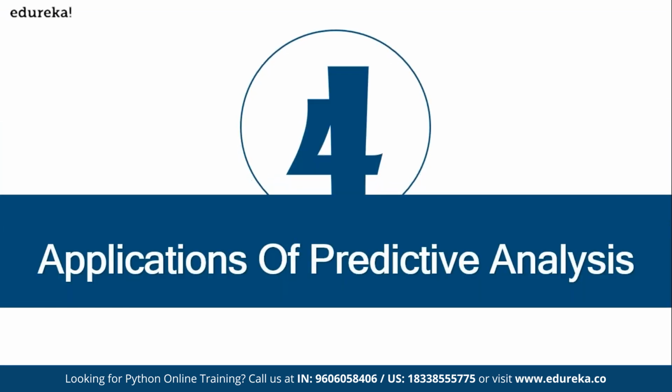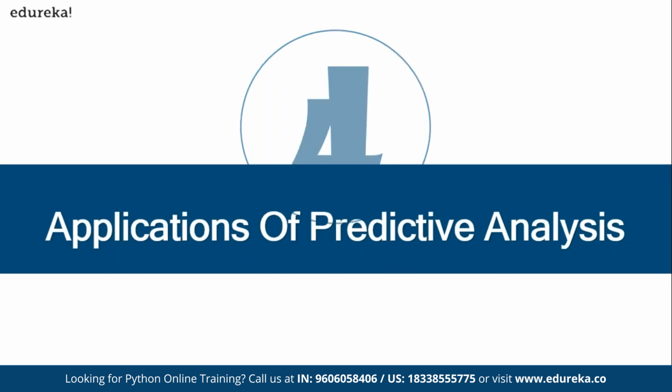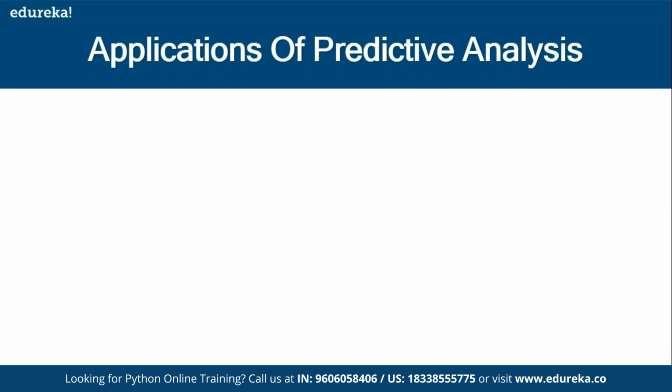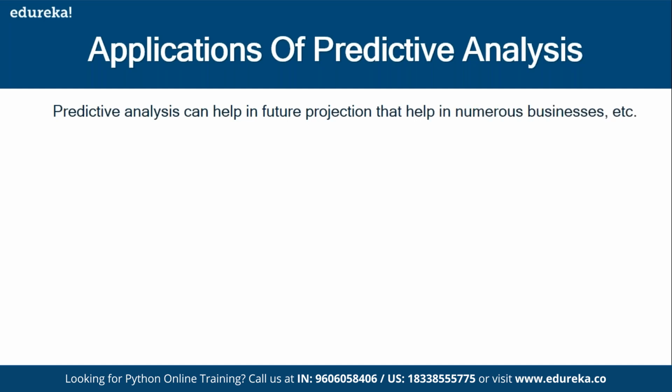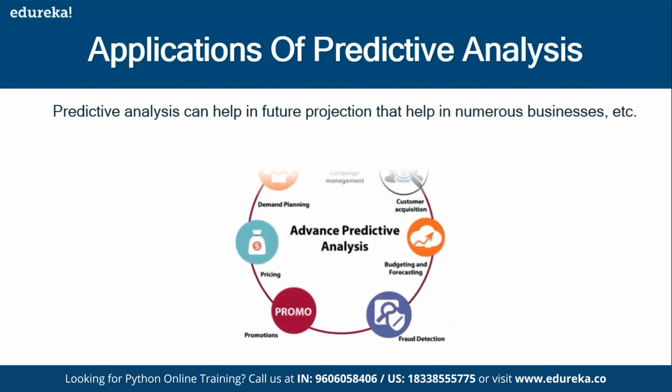Now, what are the applications of predictive analytics? If I talk about the different areas where predictive analytics is getting used, some of the examples I have given you: Ola cabs or Uber cabs, Amazon is one example, Netflix is another example. Predictive analytics can help in future predictions, which helps numerous businesses. For example, it can help in promotions. Definitely you are going to pick up some market where you're going to run some promotions.